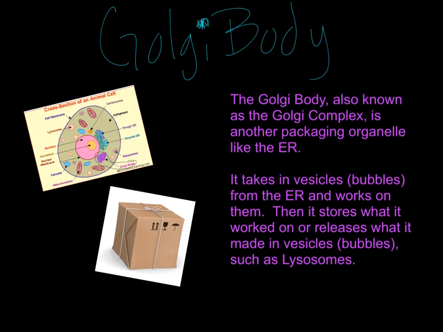The Golgi body. All right, so the Golgi body, also known as the Golgi complex or Golgi apparatus, is another packaging organelle. So kind of like the ER, how it packages stuff, the Golgi body does that too. So what the Golgi body does, it takes in these things called vesicles. So think of like a little bubble. It takes them in from the endoplasmic reticulum, and then it works on them. It adds to them and makes them a little bit more complex or bigger. Then finally, what it does, it either stores them, what it already worked on, or it's going to release them in other vesicles.